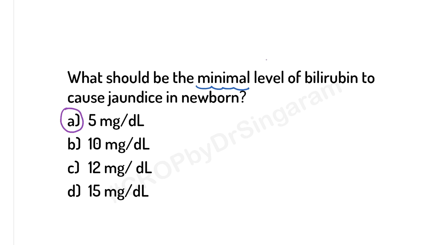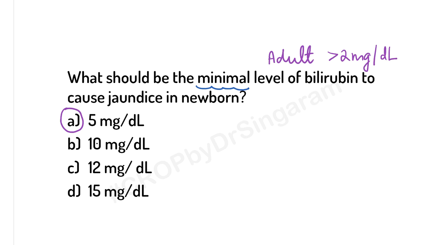Right. Now, if the same question was asked, which is the minimum level of bilirubin for visible jaundice in an adult or older children, then please remember in adults or older children, it should be more than 2 milligrams per deciliter. Are you able to follow this? So, depending on the question you have to answer. Newborn, it is 5 milligram minimum. Other age groups, it is 2 milligram per deciliter.